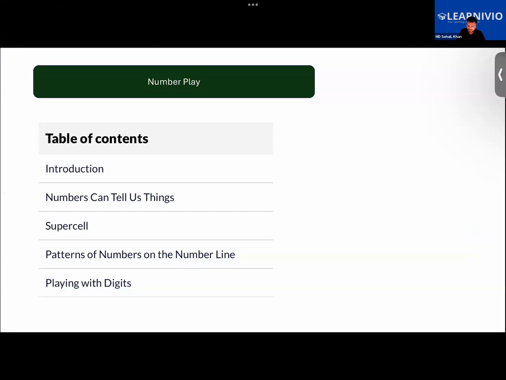Okay, so let's continue with this chapter as of now. Later on, we'll be doing the chapter Data Handling also. You will get to learn about that as well.